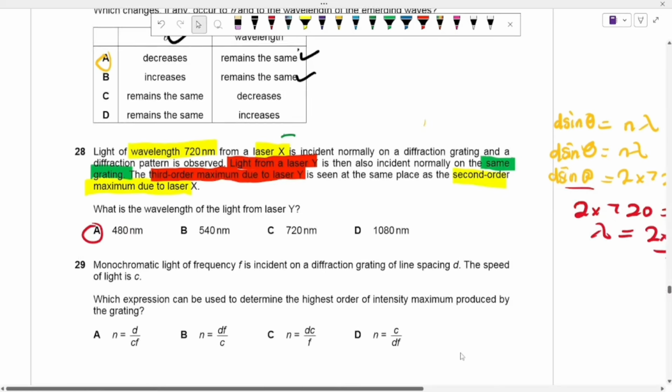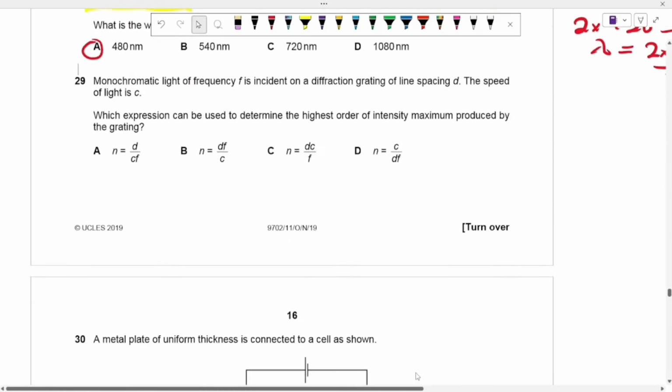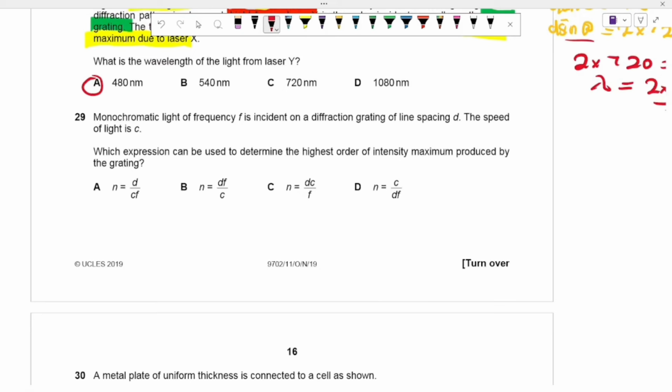Question 29. Monochromatic light of frequency f is incident on a diffraction grating of spacing d. So we have a diffraction grating that has spacing d.